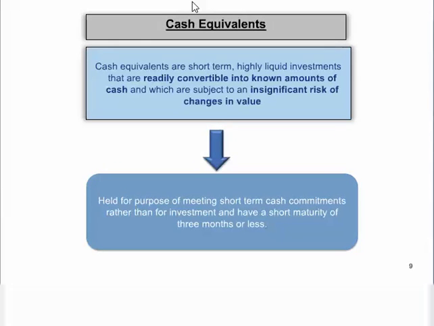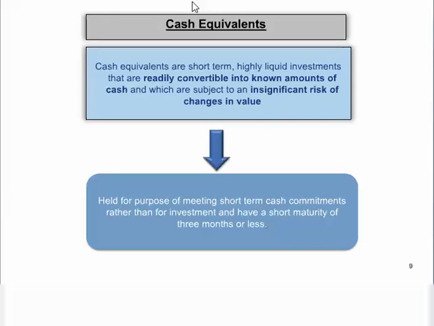So friends, the next definition is of cash equivalents. Cash equivalents are short-term, highly liquid investments that are readily convertible into known amounts of cash and which are subject to an insignificant risk of changes in value. So they are basically held for the purpose of meeting short-term cash commitments rather than for investment and have a short maturity of 3 months or less. So a basic example would be fixed deposits having maturity of less than 3 months.